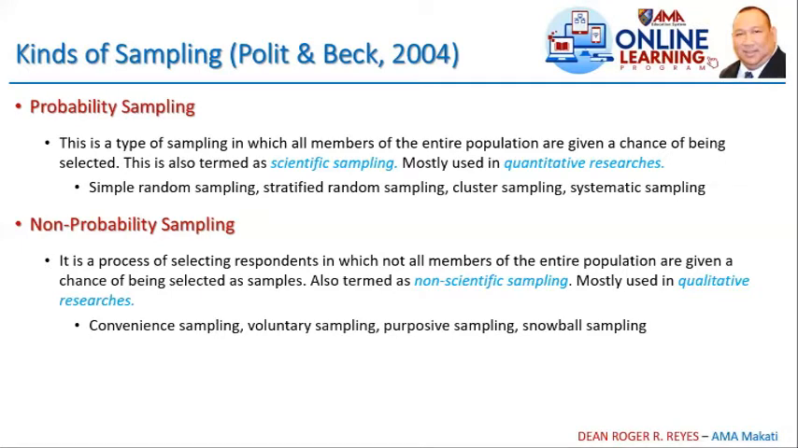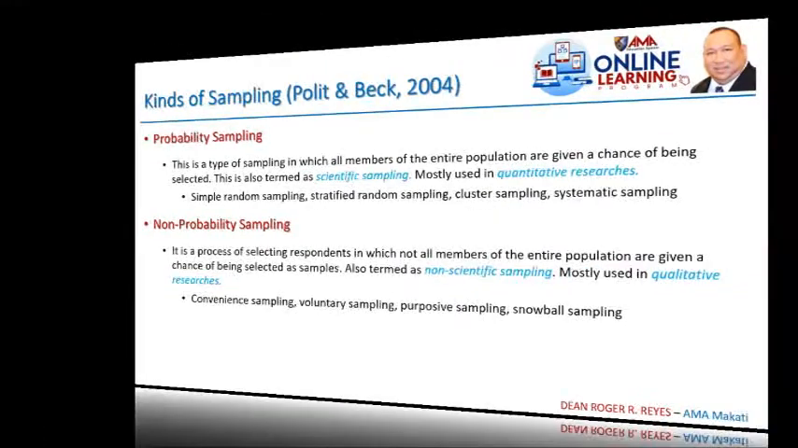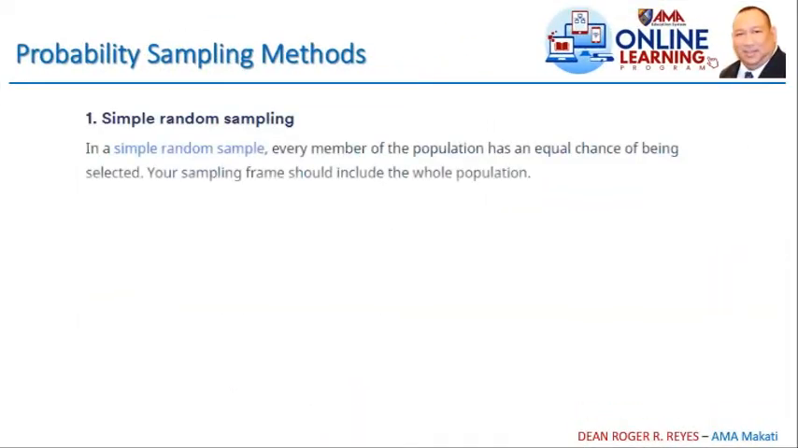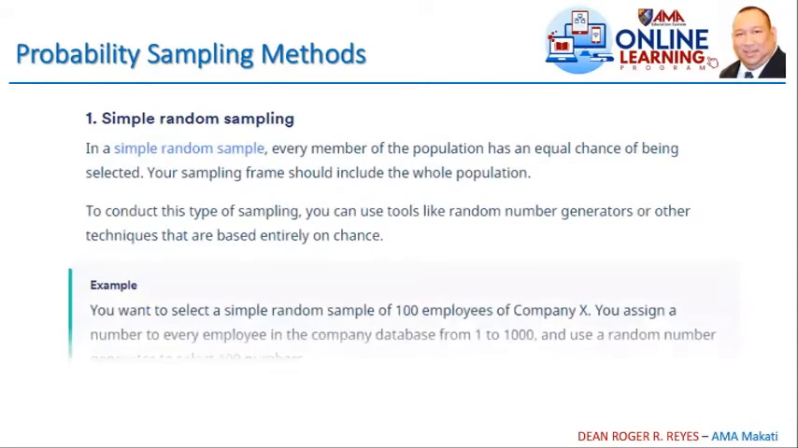So, quantitative, we use probability sampling. Qualitative, we use non-probability sampling. For example, convenience sampling, voluntary sampling, purposive sampling, and snowball sampling. Marami yan, so walo yan. Apat na probability, apat na non-probability sampling. So, isa-isahin natin yan. So, simple random sampling. Ayan, unang-una is simple random sampling.